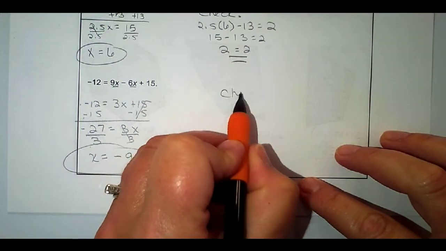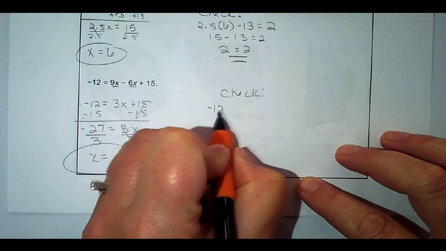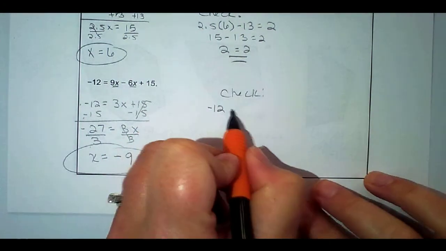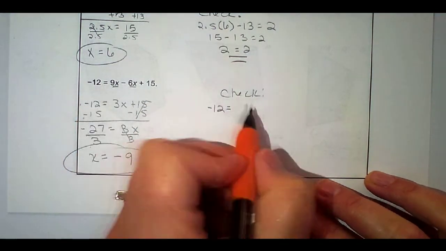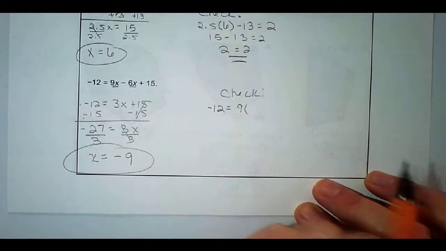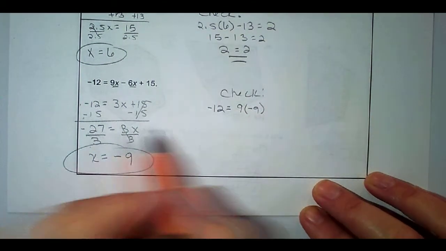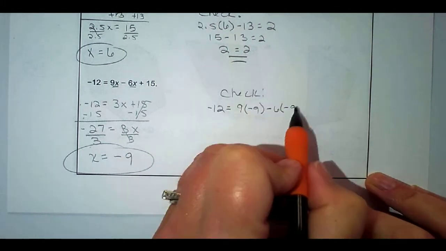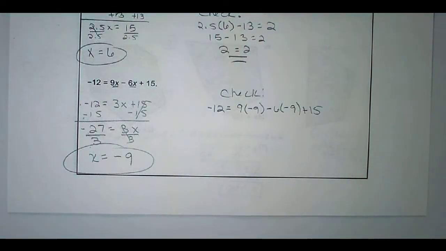And again, we're going to check this one. So I don't do anything on this side. So that negative 12 is going to stay the same. I'm not going to change it. I want to try to get this side to equal negative 12. So we have 9 times negative 9 minus 6 times negative 9 plus 15 should give me negative 12.